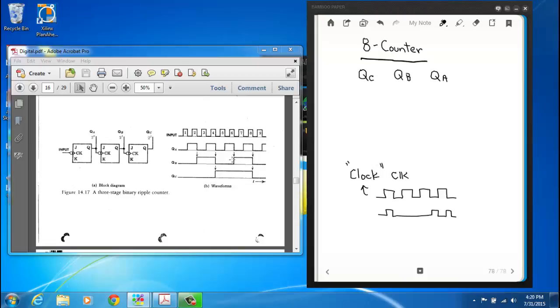So you may ask yourself, why don't they just call this circuit a frequency divider, because that's what each JK is doing.